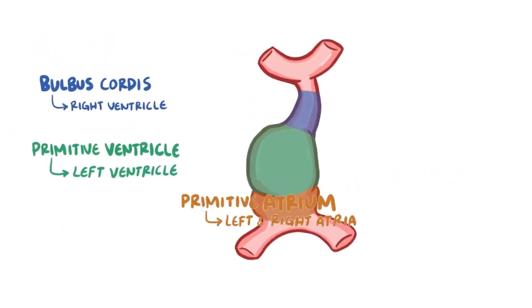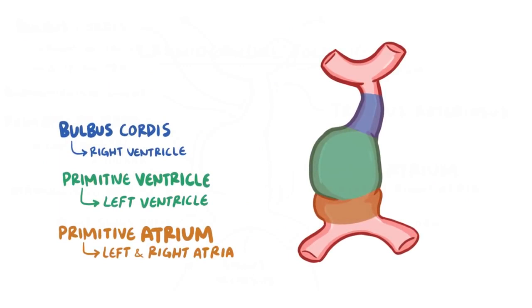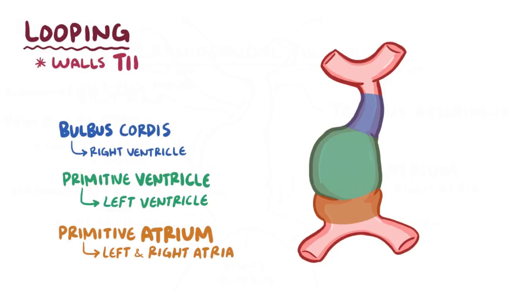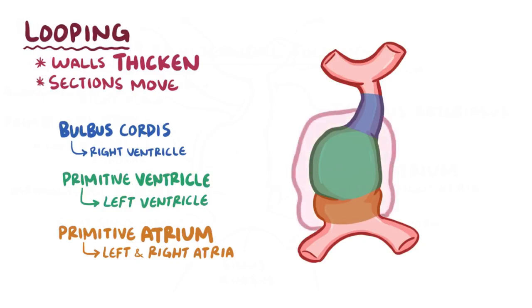Clearly, this organization of structures doesn't look like the adult heart. So during week 4, the heart tube undergoes looping, which is a way of saying that the tube gets longer, its walls become thicker, and sections of the heart move around so that they end up in their right place. The heart tube's held in place inside the pericardial cavity by blood vessels at both ends, so looping starts with the heart tube folding into a C shape.